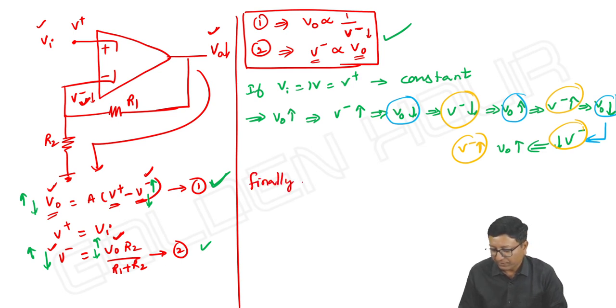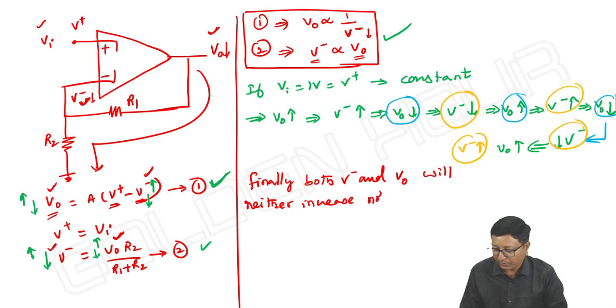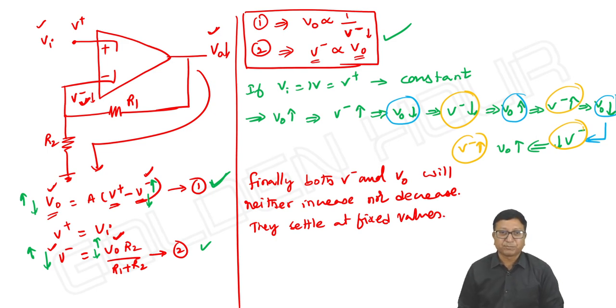Finally, both V minus and V output will neither increase nor decrease, and they settle at fixed values. What are those fixed values? We will see later. At this stage, nothing to worry. And here I took an example of input equal to 1 volt. It's not mandatory to take 1 volt. You can take minus 1 volt also. Doesn't matter. The story remains the same.